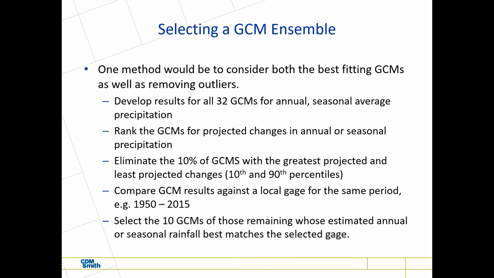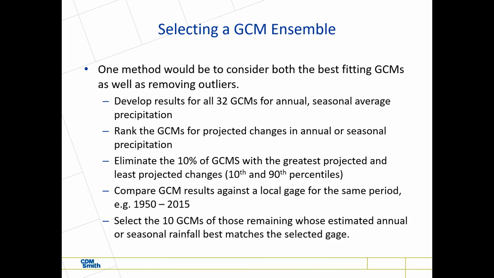If you want to select a subset of the total, let's say 10, there are various ways of doing that. One of the methods that we have applied recently is the following. What you want to do really is to see if you can eliminate some of the more bizarre climate model results, and also to try to figure out which ones best match your local data.